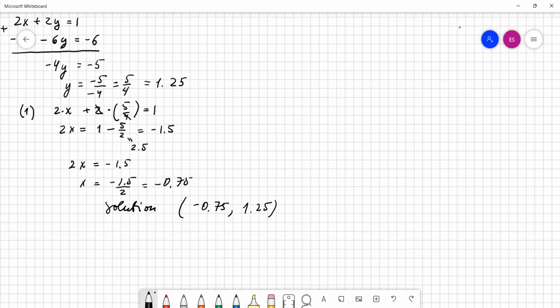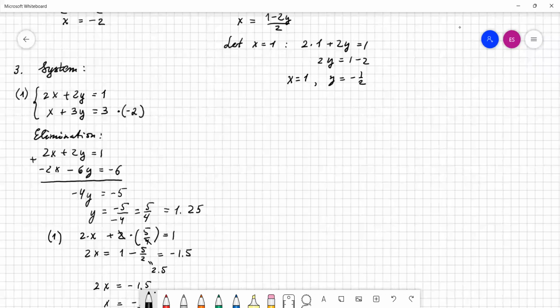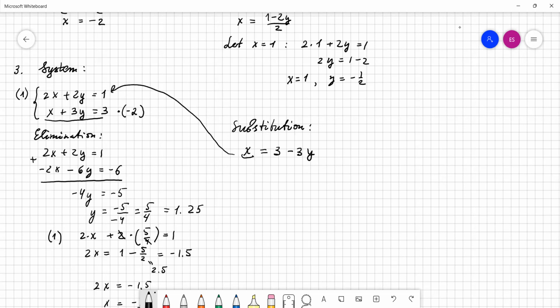the same solution. Well, if I want to use substitution instead of elimination, how would I solve it? Substitution means that I'm going to consider an equation, for example, equation number 2, and solve it for x. I'm going to write down that x equals 3 minus 3y. So I move 3y to the right side. And I'm going to take this x and plug it into the first equation.